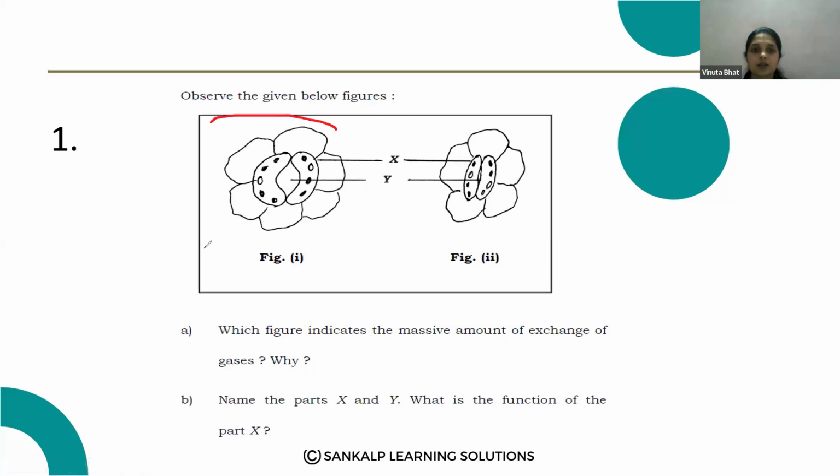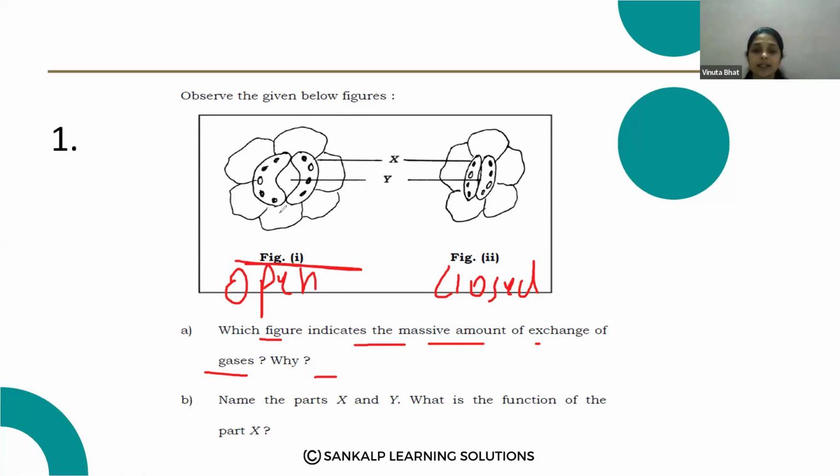So this is the open stomata and this is the closed stomata. Which figure indicates the massive amount of exchange of gases? Figure 1, that is the open stomata, indicates the massive amount of exchange of gases because it is open. The guard cells are bean shaped and there is a stomatal pore, so that helps for the exchange of the gases here.